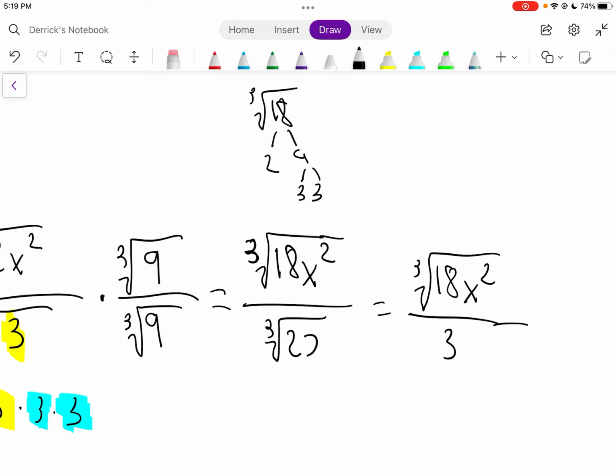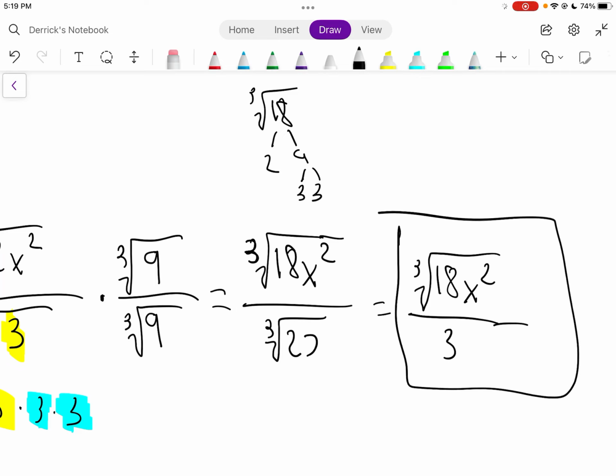It is trios. If I said pairs earlier, that was a misspeaking. So that is our answer, and we have gotten the radical out of the denominator.